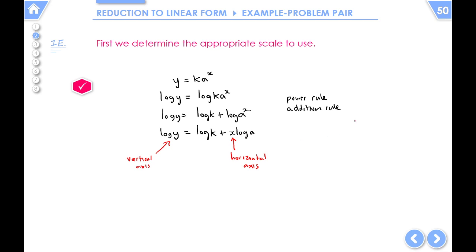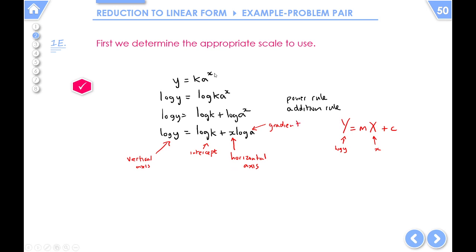Okay, and if you think about the equation of a straight line, it is of the form y equals mx plus c, and we can draw parallels with what we've got here. Instead of our y, we've got log y. X here, that's still x, but then you have plus a number. Well, log k is just a constant, so that is our intercept on the vertical axis. And here we've got log a, which is just a number multiplied by x. The number you multiply x by is just the gradient.